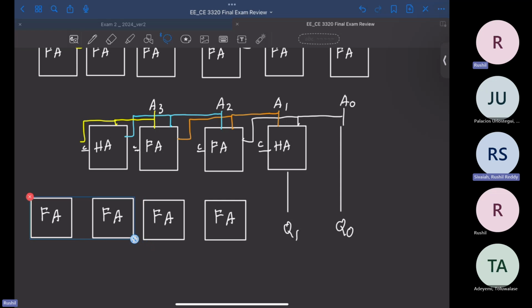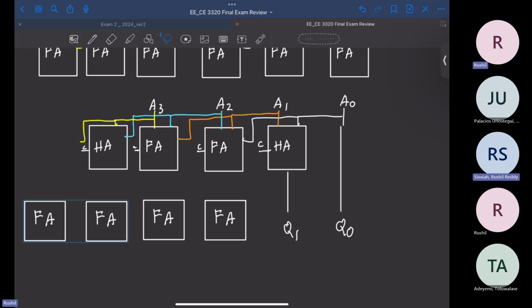Let's hope that's enough. I can add more if needed. So in this case, this carry will go over here, while the output of this full adder will come inside. It will come over here. And then we're going to follow that pattern for the rest of these.